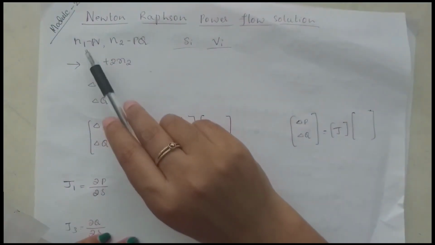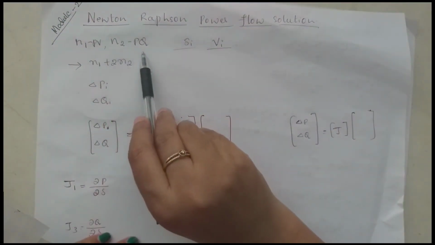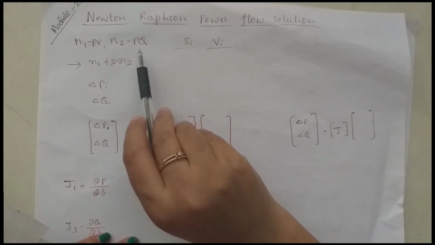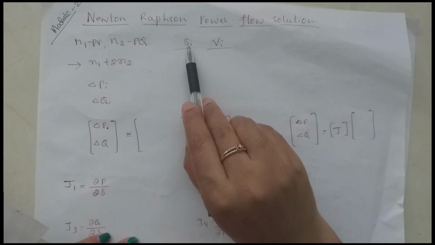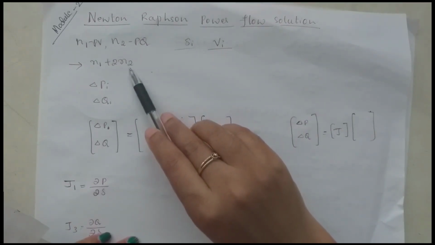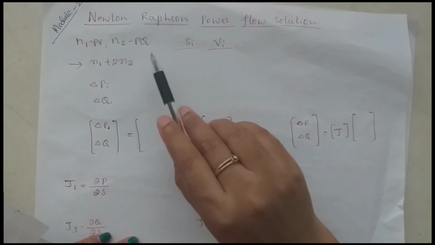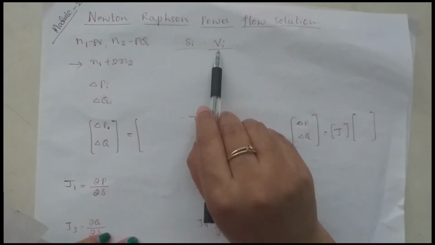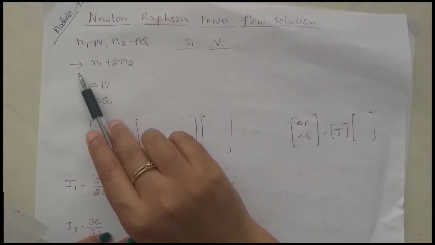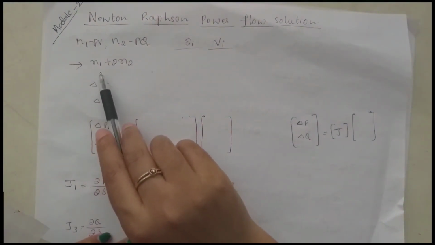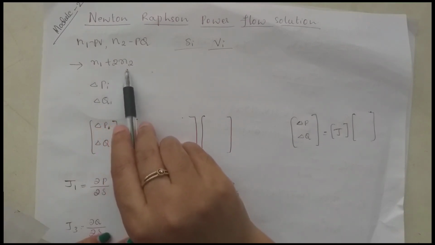Let us assume the power system has N1 PV buses and N2 PQ buses. So, in polar coordinates, the unknown variables to be determined are delta i, the angle of voltage at PV buses and PQ buses, which gives N1 plus N2 unknowns. Next, Vi we have to obtain. The magnitude of bus voltage at PQ buses gives N2 unknowns. Totally, the number of unknowns to be obtained is N1 plus 2 N2.